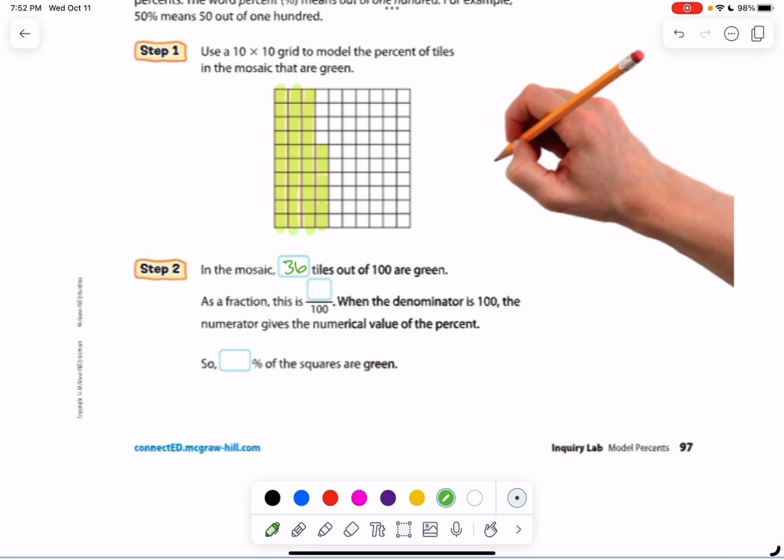So we could write that as a fraction. 36 out of the 100 tiles are green, or 36 hundredths. So if 36 out of 100 are green, that means 36% of the squares are green. Oh, yeah, that makes sense.